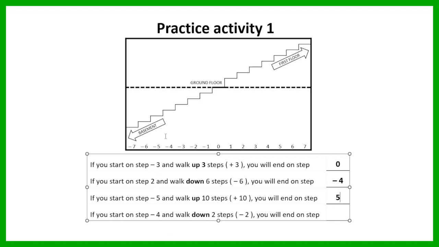The next one, we're starting on -4, and we're going to walk down 2 steps. So we're going to go from -4, -2. You go 1, 2. So here we have minus 6 now. So we started 4 steps below 0 and we went a further 2 steps down and we ended up 6 steps below 0. So that is minus 6. So that's what you should have got for those ones over there.